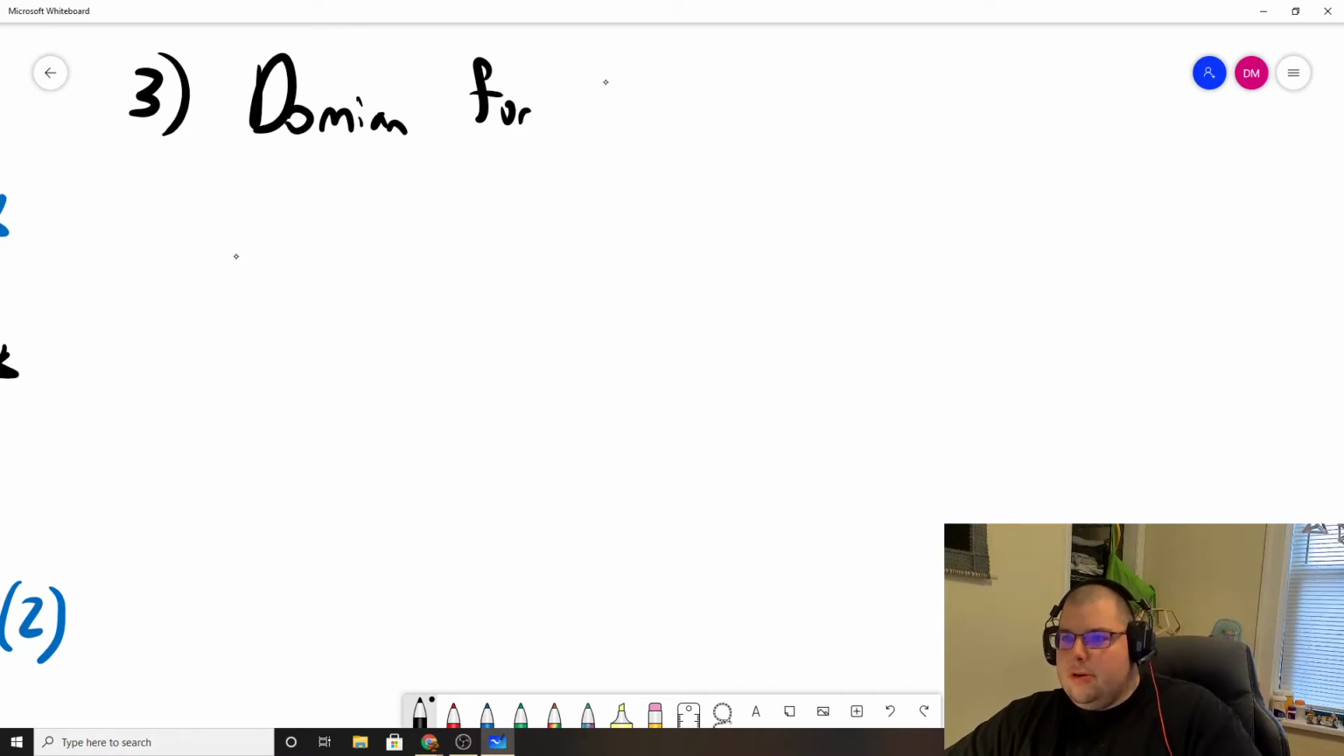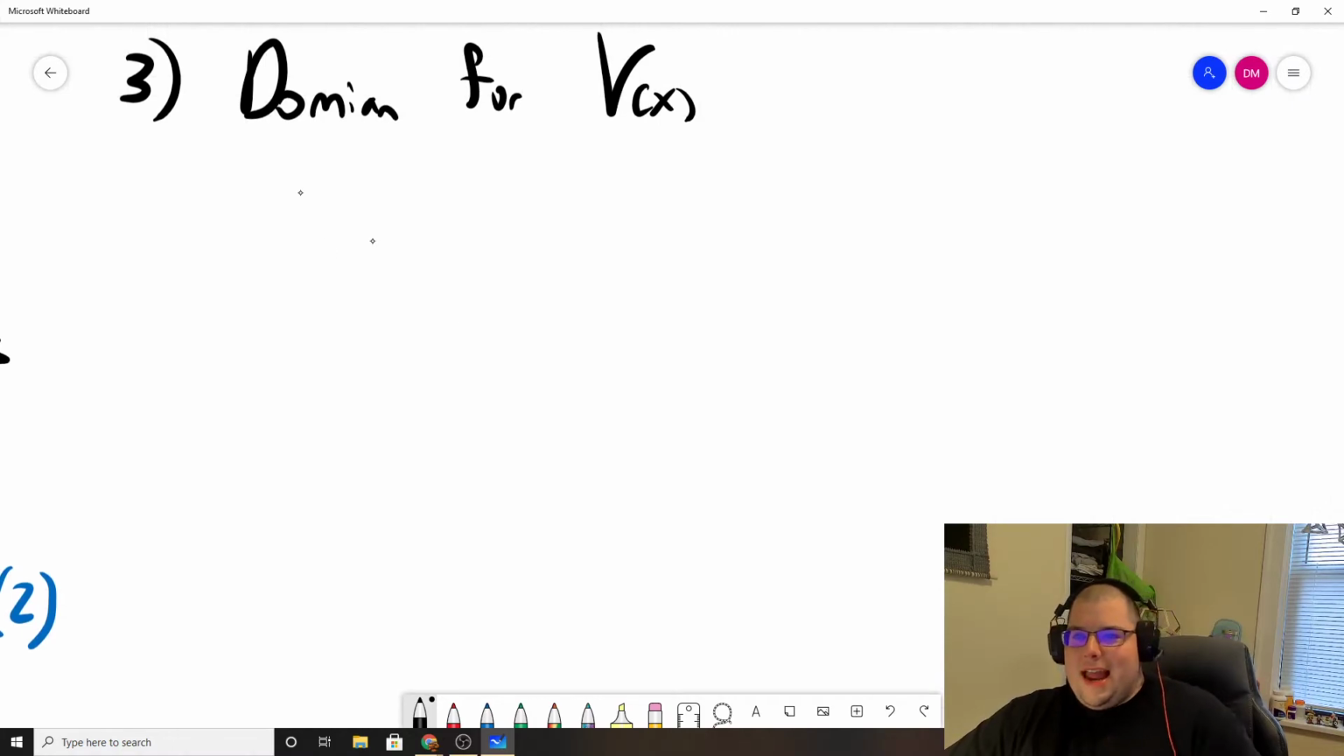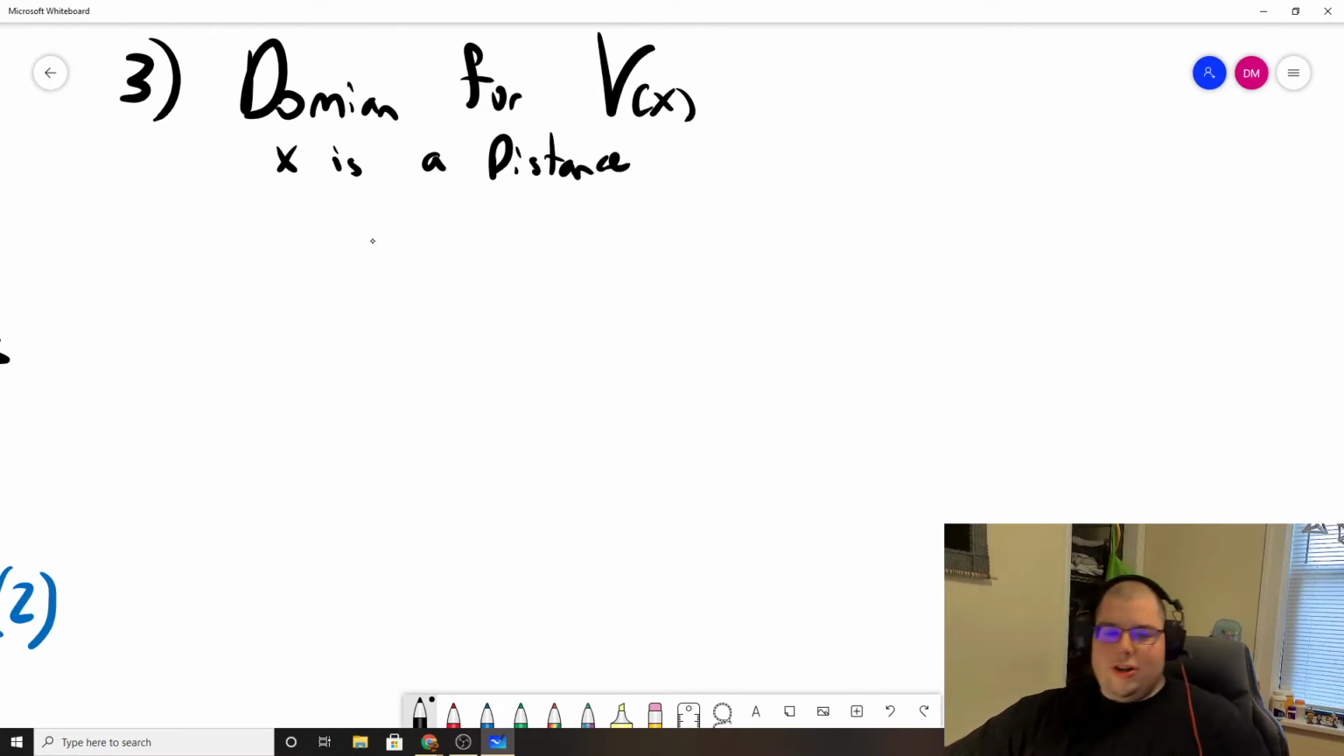for the domain of x. Now, x is a distance, and specifically it's a distance we're cutting, so x shouldn't be negative. I don't know how to cut a negative 2 inches. I don't really understand what that means. So in this context, positive distances make sense.